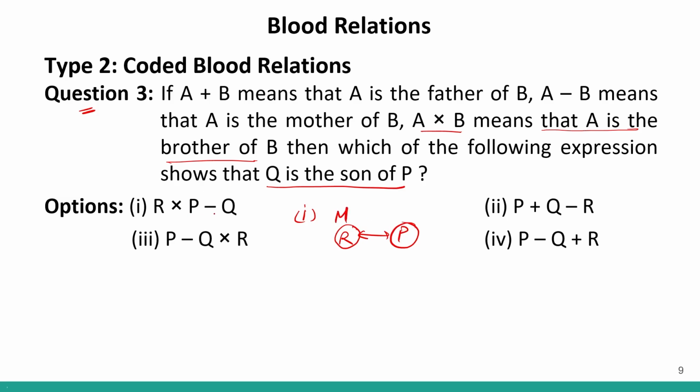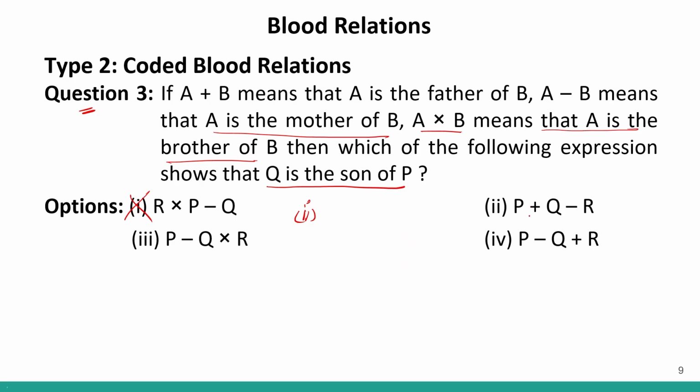Correct? P minus Q means P is the mother of Q. So P would be female. But Q's gender is not known. We have to identify that Q is the son. So Q should be male. So this is not the correct answer. We cannot identify this relationship based on this expression. Okay. Moving on to option number 2.